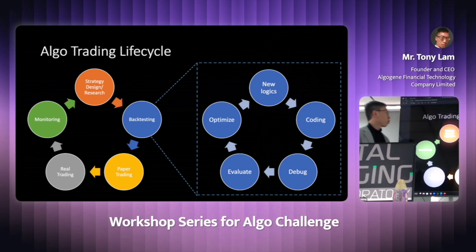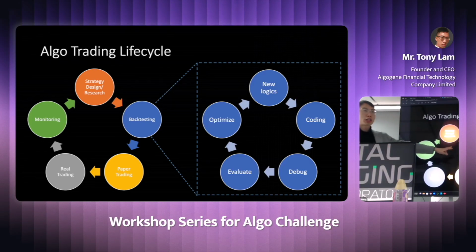So here is an overview of the whole algo trading process. Algo trading is not a single process; it is a large cycle. The first step is that you need to design your trading strategy. So you may need to explore different trading ideas from newspapers, from forums, or from academic research papers. Once you come up with some trading idea, the next step is backtesting.